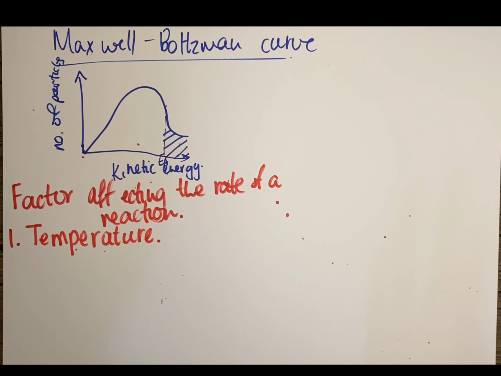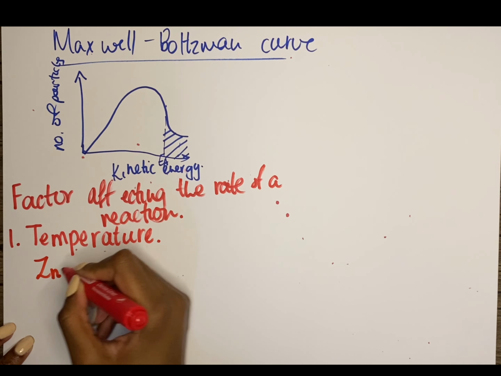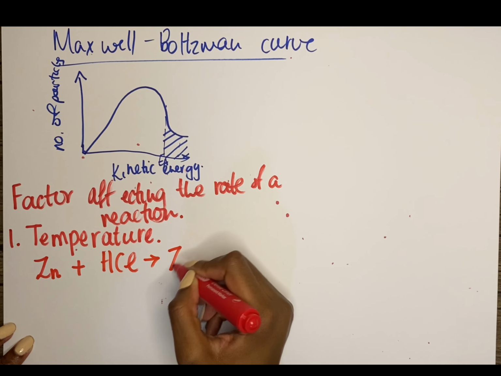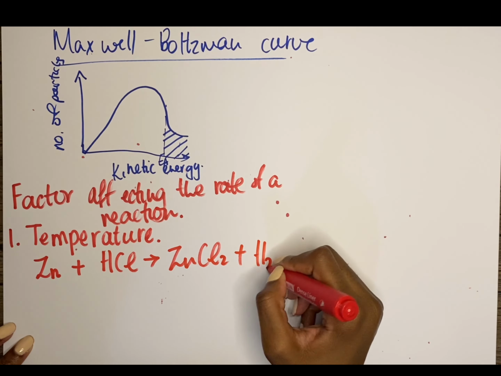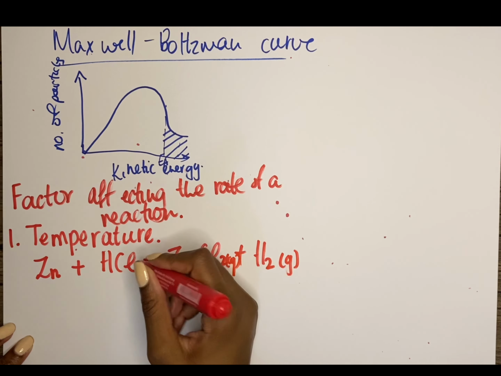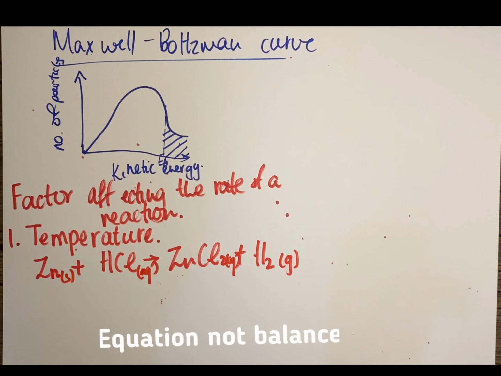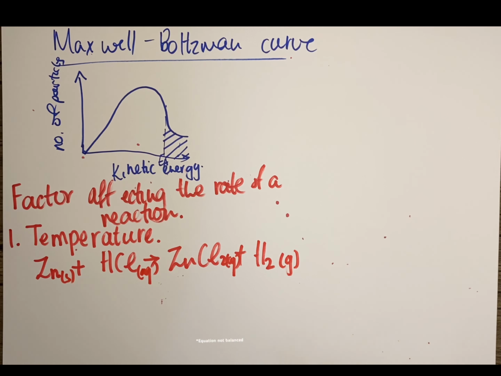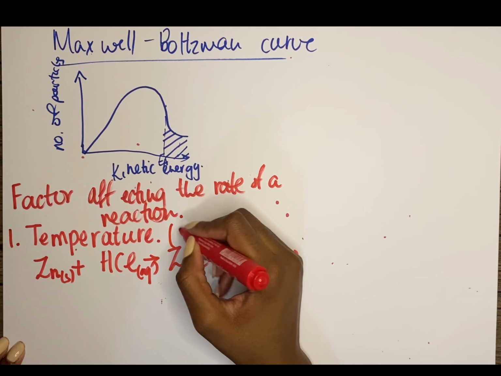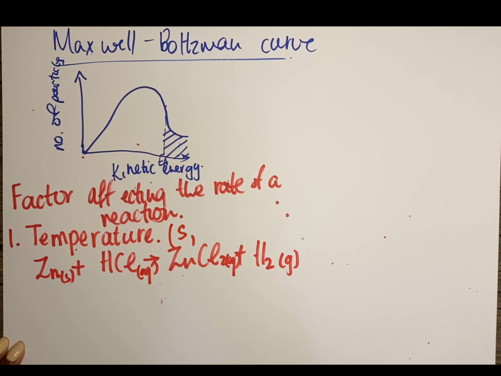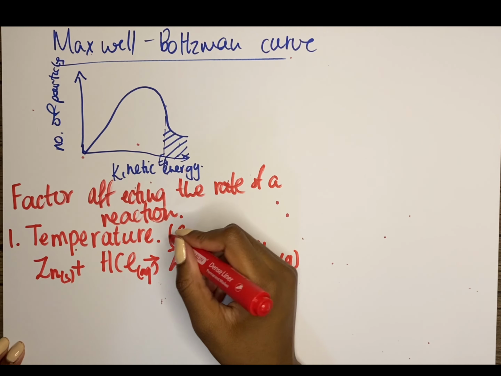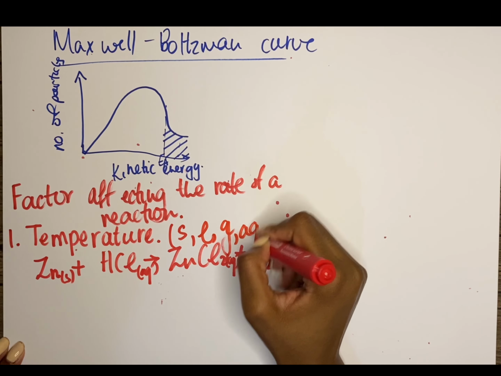Right? What does temperature do? If I have a reaction, for instance, let's say it's zinc and HCl to form zinc chloride and hydrogen gas. Right? If I increase the temperature, what's going to happen? Then the particles that you have in solution are going to be moving at a faster speed, which means they're going to have a higher kinetic energy, right? So an increase in temperature can be used to increase the rate of a reaction that has solid, liquid, gas, or aqueous states, right?